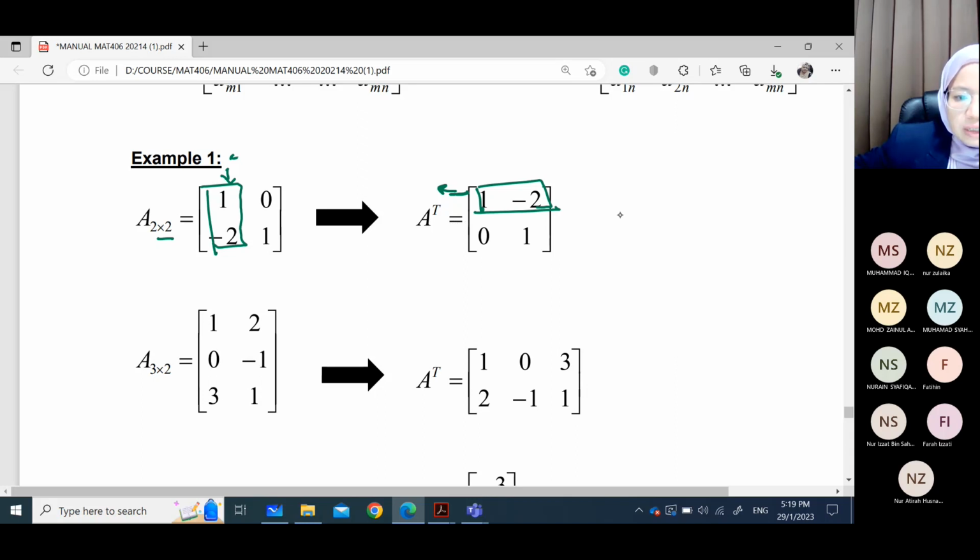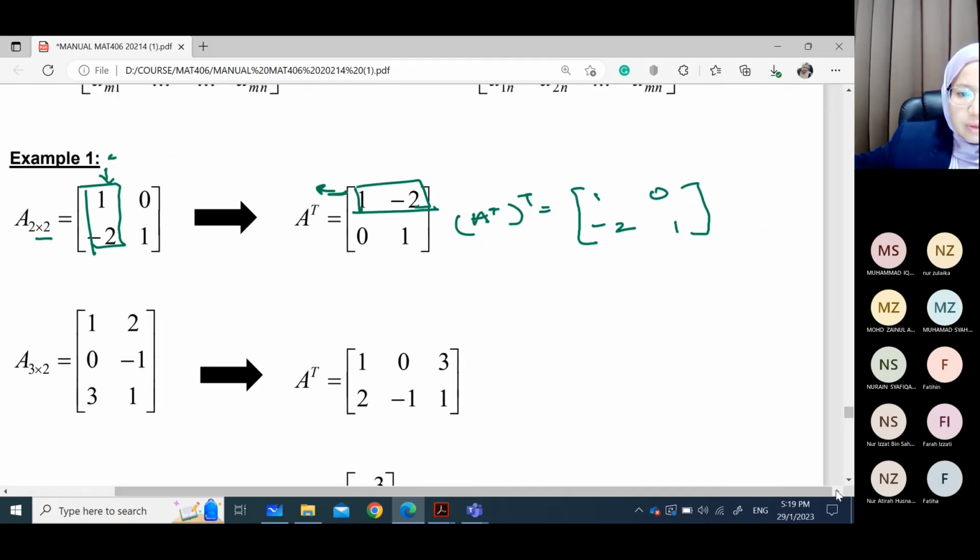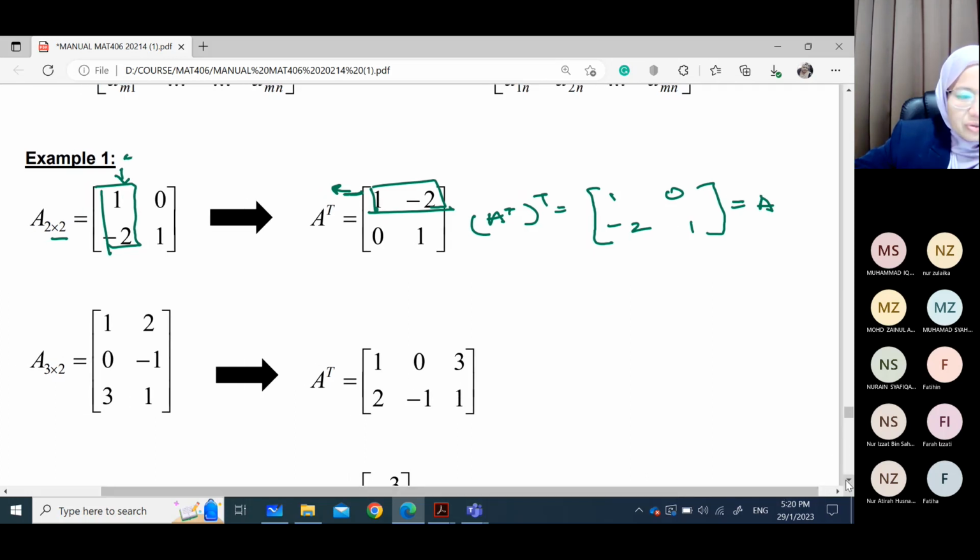Okay. So kalau kita transposekan lagi, yang ini A transpose, kita akan dapat 1, negative 2, 0, 1. Okay, so kita akan dapat A tu balik, which is 1, 0, negative 2, 1. So it is also equivalent with A matrix. A tu nama matrix lah. Kalau B, matrix lain nama B, C. Itu semua adalah nama matrix. Faham.